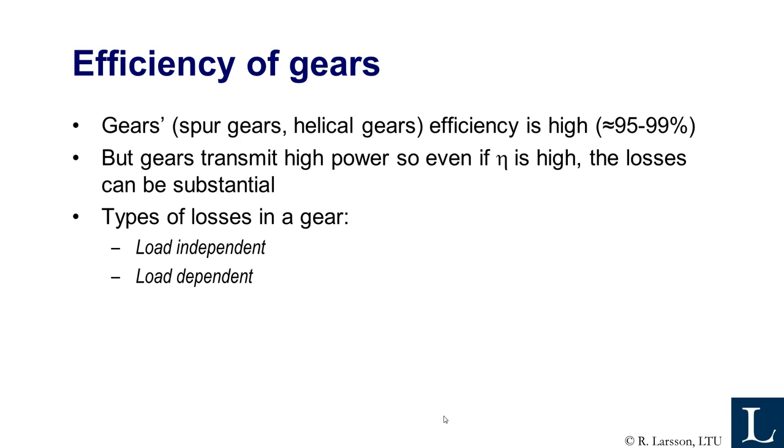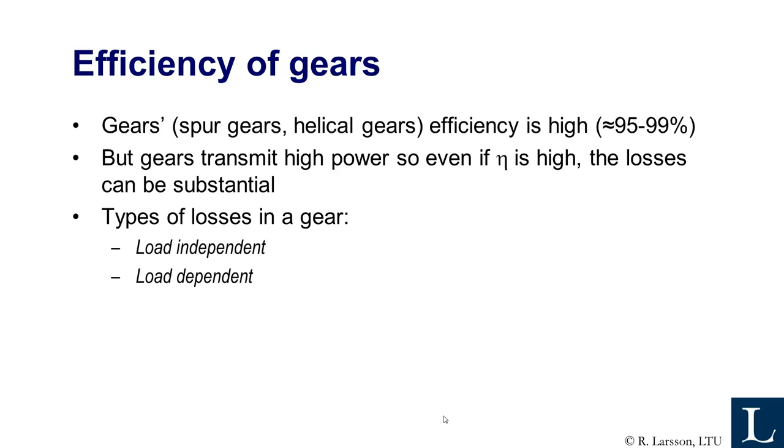So, in general, of course, gears of this type, spur gears and helical gears, the efficiency is very high. Normally, it's up to 99% or even more. But since gears are so efficient, they are also used to transmit very high power. So even if 1 or 2% is lost, that is a substantial amount of power. So if it's possible, we can try to increase the efficiency even more.